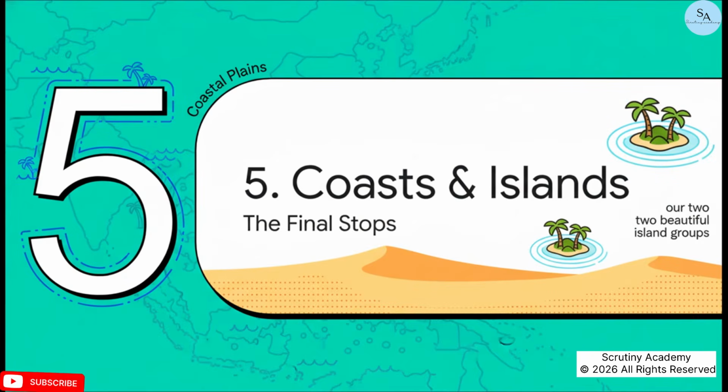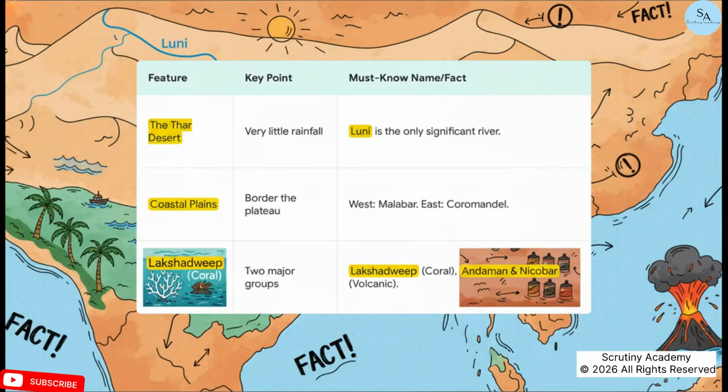We're on the home stretch now. Let's quickly zip through the last few relief features to complete our tour. We've got the coastal plains, the Great Indian Desert, and our two main island groups. Okay, time for some quick-fire facts. For the Thar Desert, the one thing to remember is the River Luni. It's the only significant one there.